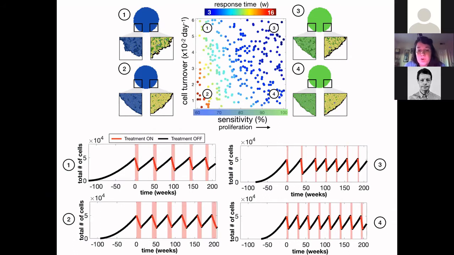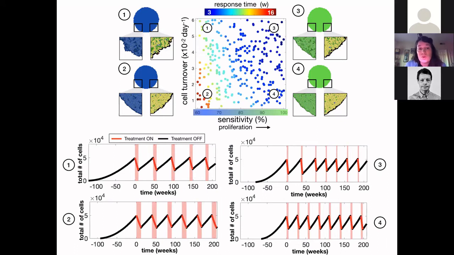So if we just focus on the bottom of the pink bars, this is when the treatment cycle is on. The width of it kind of describes how fast the response time is. So you can see that it takes longer for the less sensitive tumors to respond. That makes a lot of sense. But then if you look, it's a little bit shorter if you have this cell turnover.